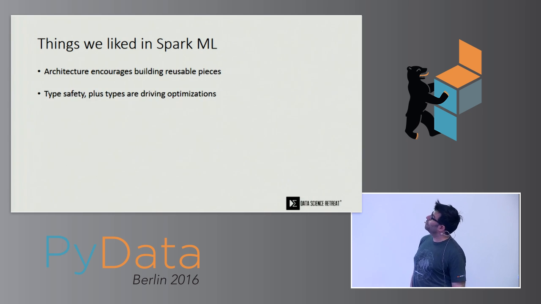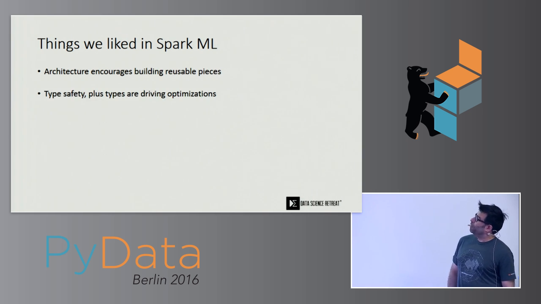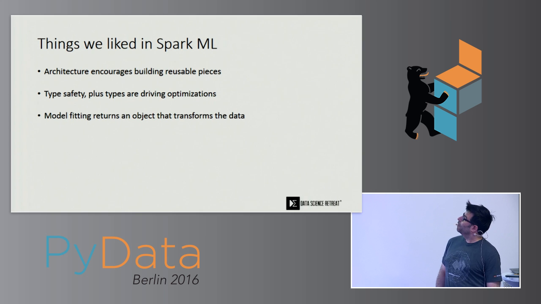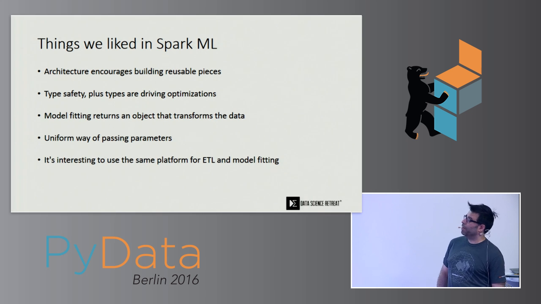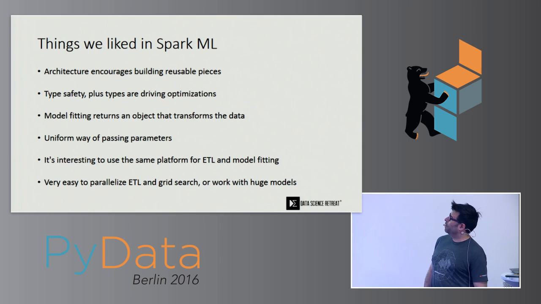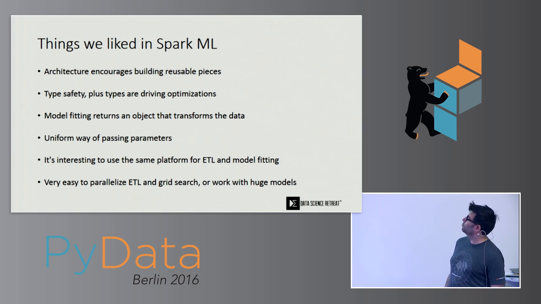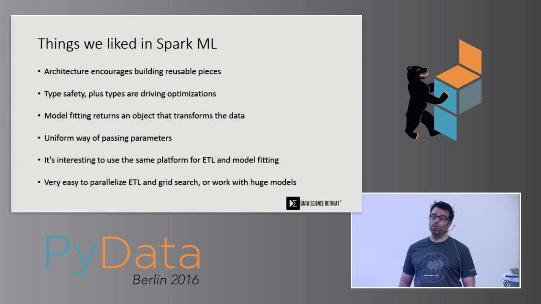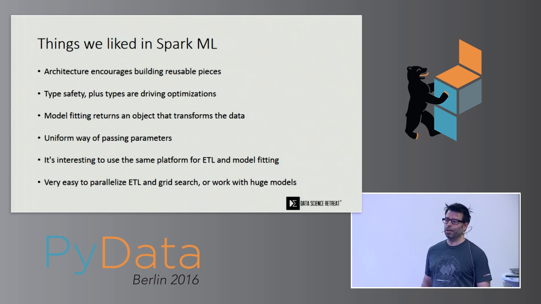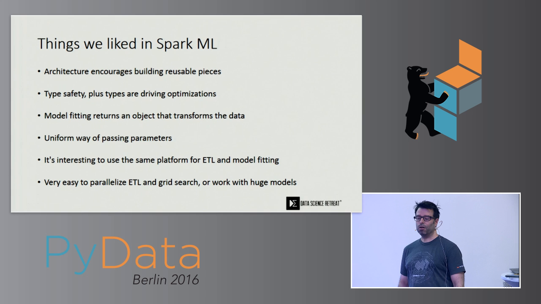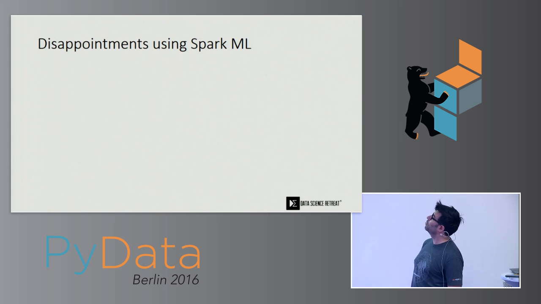So, things I didn't like. Well, first, things that we liked. The architecture is very modular, very nice. Types all over the place. Model fitting returns a transformer, which is nice. The story about passing parameters is very homogeneous. And you can do ETL and model fitting on the same platform, right? The grid search works really well on multiple machines. So you are like, oh, this is finished already? How come? You're surprised by how fast it is.